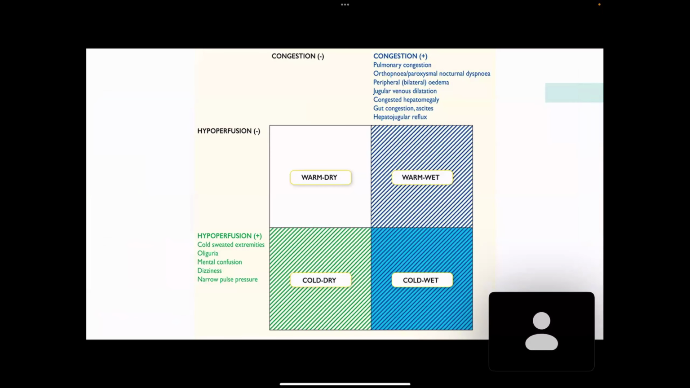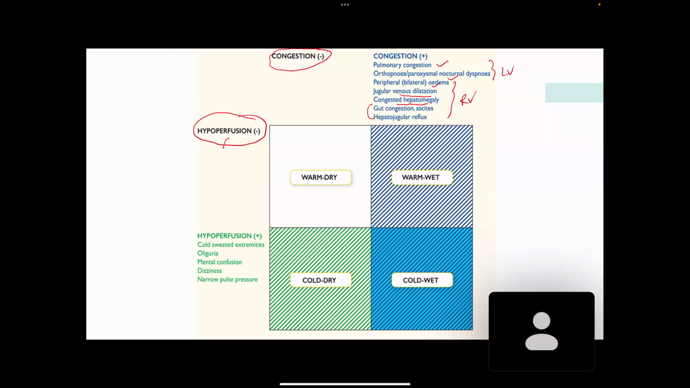Now, another way to classify heart failure is based on clinical examination. You just have to look at 2 things. That is, whether the patient is having any congestion or if the patient is having hypoperfusion. Congestion means the patient is edematous or the patient is breathless. Because of LV dysfunction, the patient can have pulmonary congestion because of fluid accumulation in the lung, or can have orthopnea or PND. Now, because of RV dysfunction, patient can have peripheral edema, elevated JVP, congested hepatomegaly, or a positive hepatojugular reflex. So we have to examine the patient and see if he's congested or not.